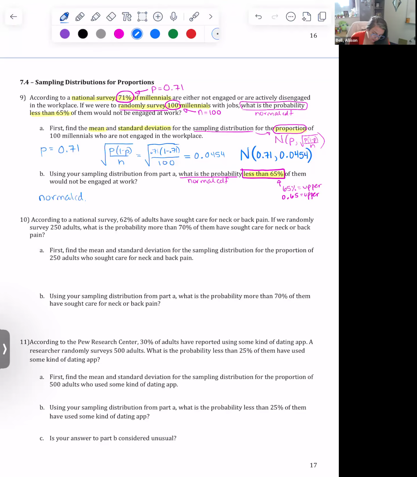So we're going to do normal CDF. Our lower bound is going to be negative 99999. I'm sorry, 6 of them. And then our upper bound is going to be 0.65. Our mean is 0.71, and our standard deviation is 0.0454. So for us to enter that into normal CDF, we want to go to second vars, just like we did for the rest of chapter 7. Normal CDF is right there at option number 2. Go ahead and enter all that information.